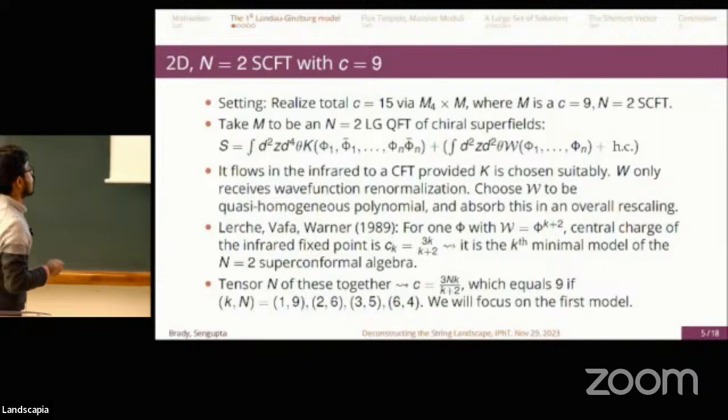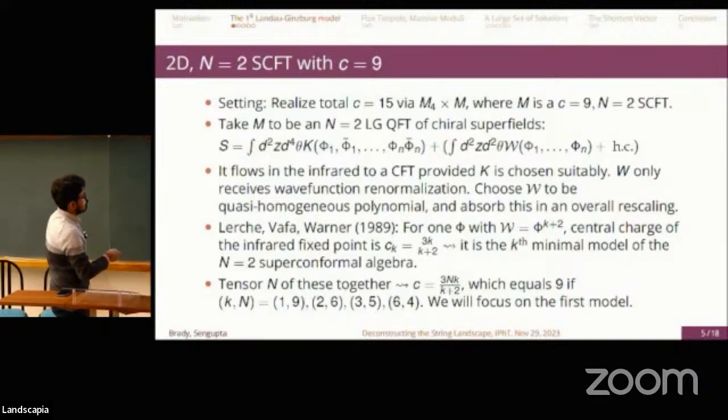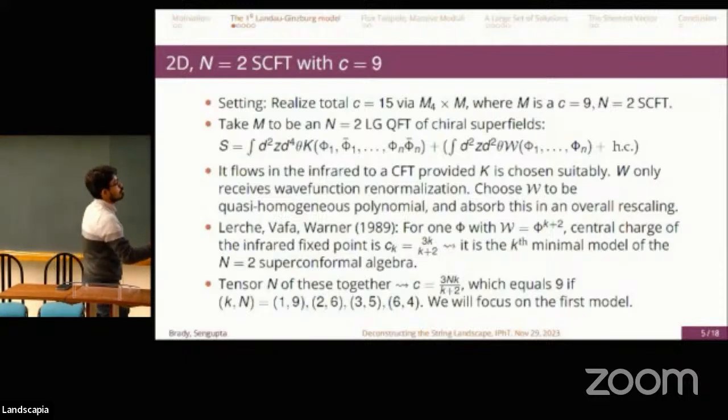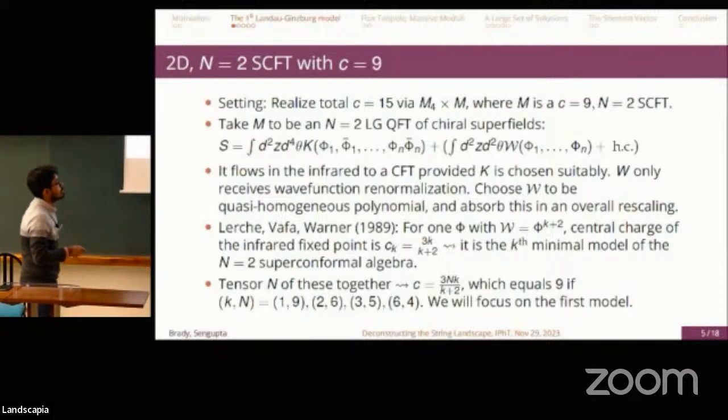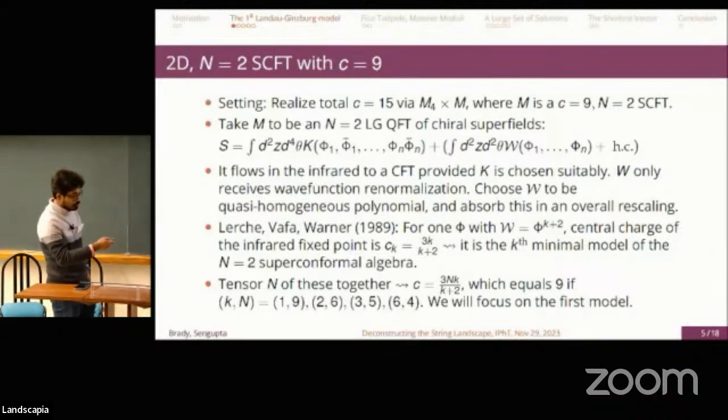Or 6 and 4. So this model goes by the name of 1 to the 9. This goes by the name 2 to the 6, 3 to the 5, and 6 to the 4. So for specificity, we'll focus on the first model, 1 to the 9, and we'll take an orbifold of this guy.